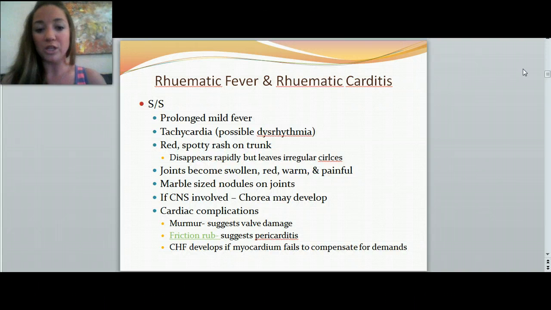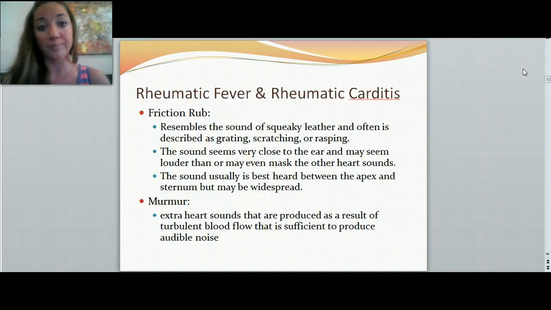You might develop congestive heart failure if your myocardium fails to compensate for the increased demands of the heart, meaning the heart needs to pump out the same amount of blood, right? So if the myocardium is not able to compensate and be strong enough to force out enough blood, then the patient might eventually develop congestive heart failure. The friction rub, this is like what I just said. It sounds like squeaky leather.